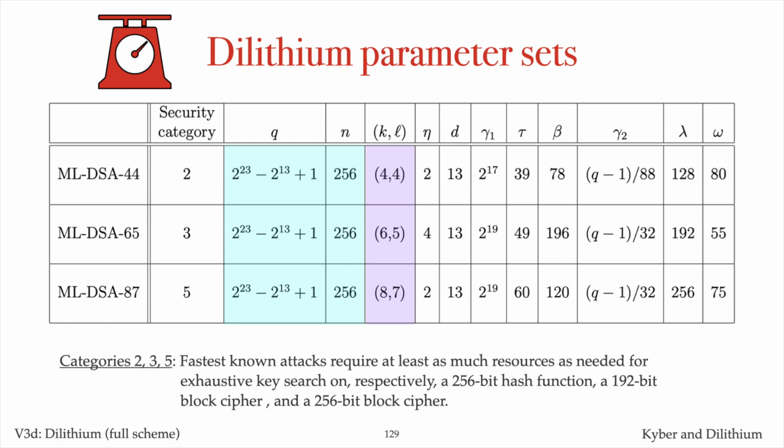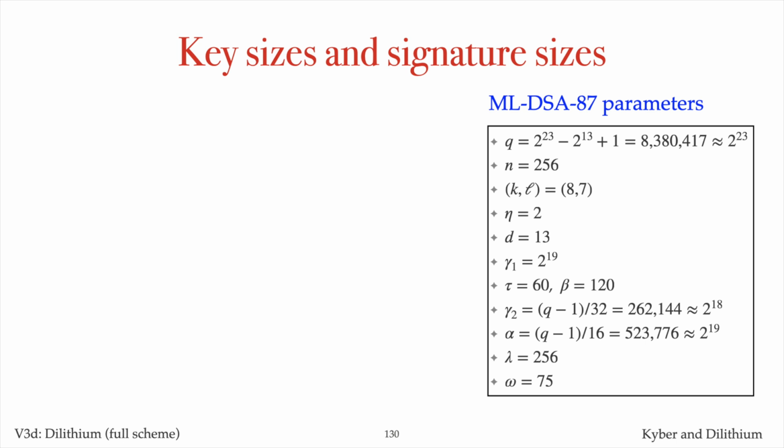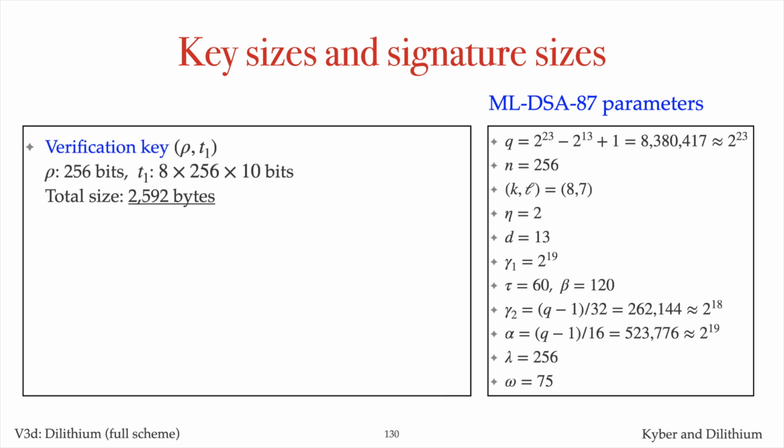These parameters, and also the values of the other parameters, were carefully chosen to balance security, public key and signature sizes, and the expected number of iterations in signature generation. For the ML-DSA 87 parameters, the public key size is 2,592 bytes. 32 bytes for the 256-bit string row, and 2560 bytes for T1, which is comprised of 8 polynomials, each having 256 10-bit coefficients.